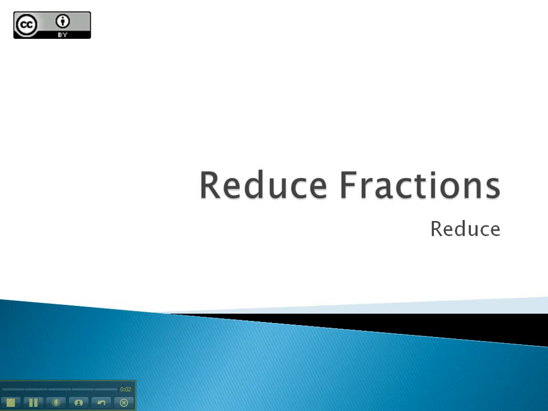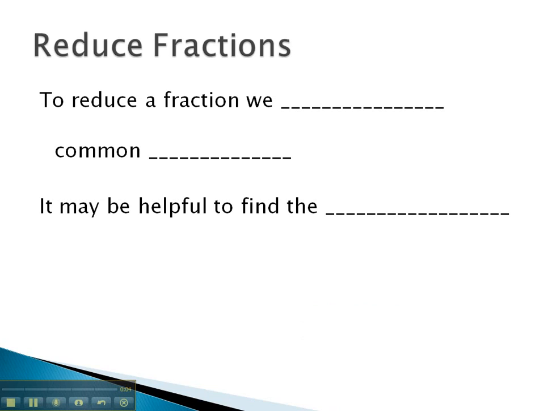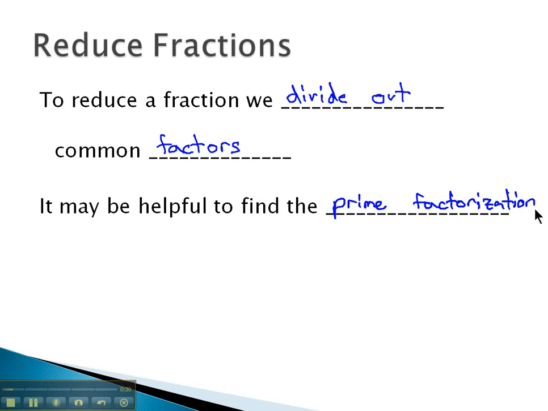In this video, we're going to take a look at how we can reduce fractions. To reduce a fraction, what we will do is divide out any common factors. This means it may be helpful to know what those factors are. We can divide out by finding the prime factorization. So let's see if we can find some prime factorizations of a fraction and then divide out the common factors.